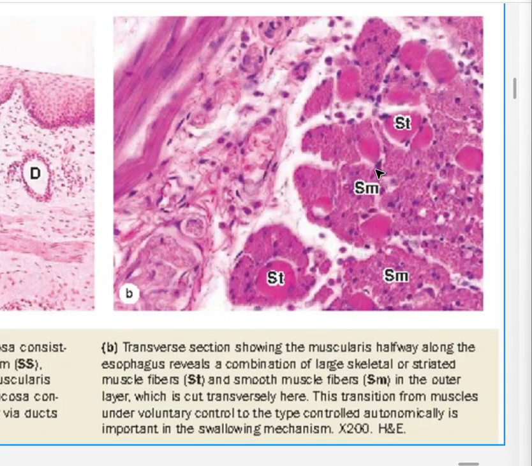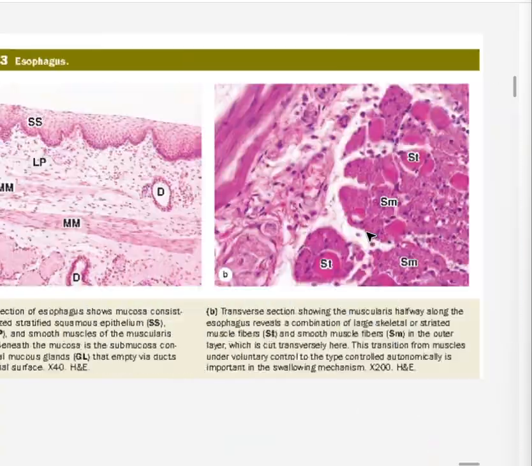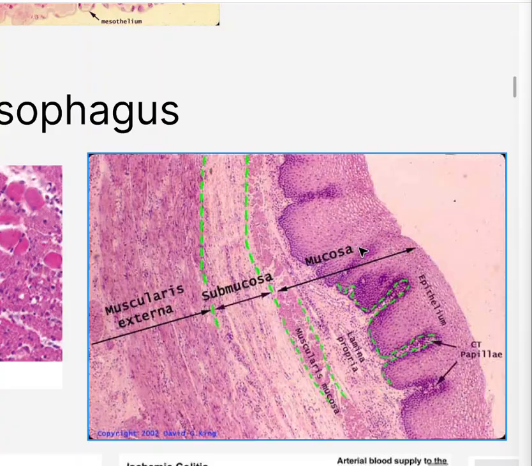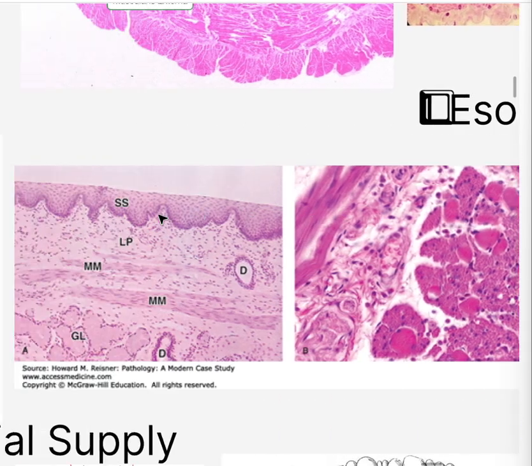Then we have the striated muscle cells here, the smooth muscle fibers here. That's something. Okay, so that's your esophagus. Something else that I would want to show you is this is the epithelium. These are the connective tissue papillae, the muscularis mucosae. Above it is the lamina propria, submucosa, muscularis externa.